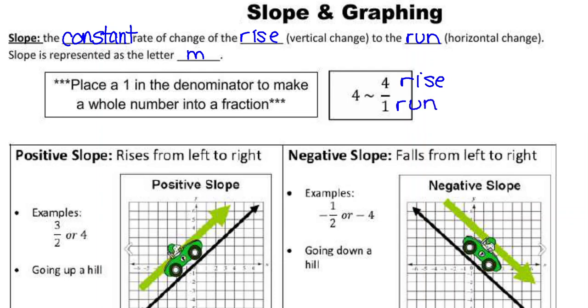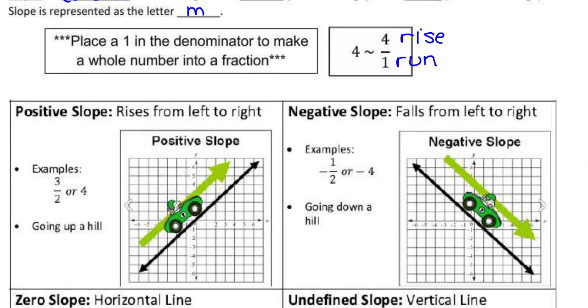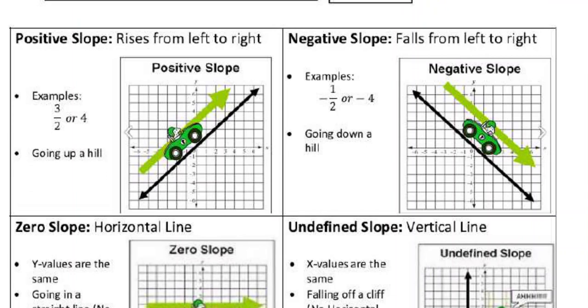So anytime you have a whole number, you place a 1 in the denominator, just like we do when we multiply and divide fractions, because lonely numbers need a denominator of 1. So let's look at different kinds of slopes, and we'll talk more about this rise over run thing.